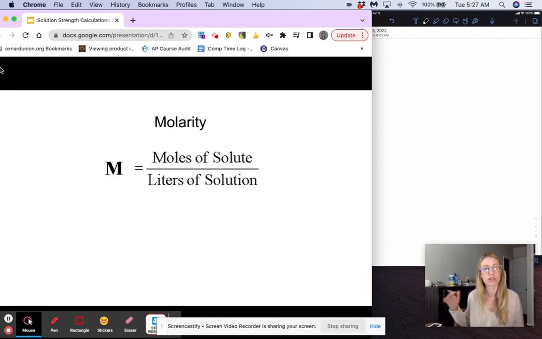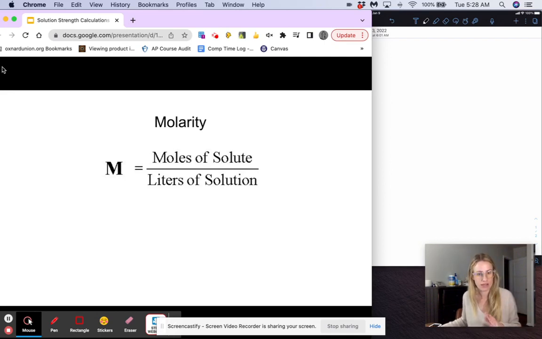So remember, solute is the thing that is in the solution. Like your sugar, your Kool-Aid, your lemonade, right? The thing that's actually being dissolved. And then the liters of solution, and this is important, it's solution, it's not solvent on the bottom. So this is the solute plus the solvent. That's what your solution is.